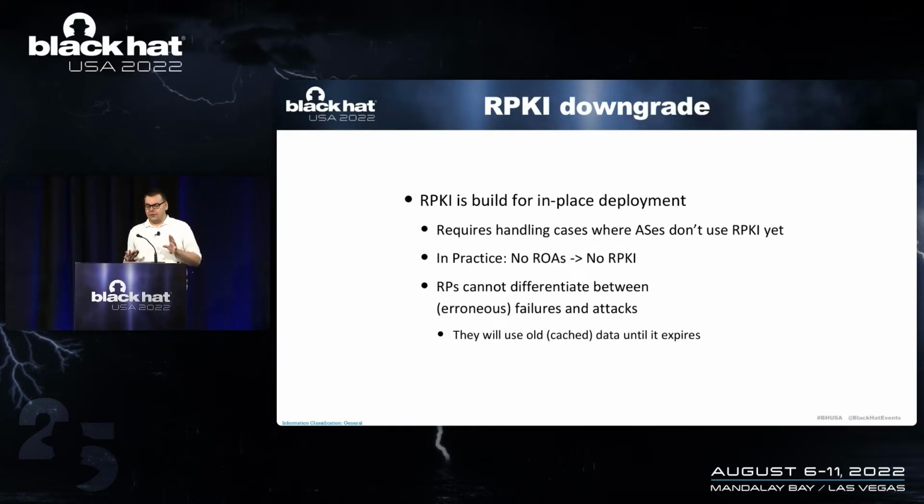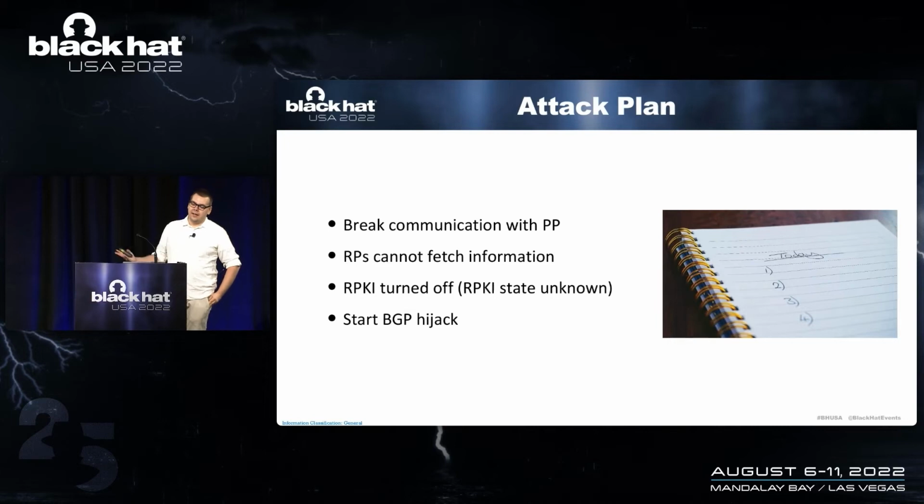Right. And so now the problem is that relying parties cannot really differentiate between erroneous failures when downloading all these certificates and attacks which attack the connection. And what happens if they can't download the certificates is essentially they will use old data as long as it's valid, and after it expires, it's assumed that there are no ROAs anymore and RPKI protection is disabled. And so this forms our attack plan.